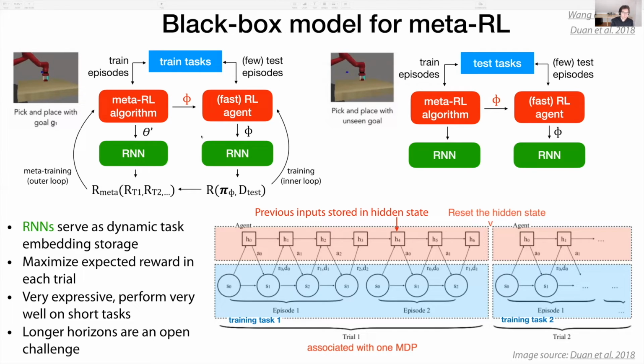So these RNNs serve as some dynamic task embedding. The RNN of the meta-RL algorithm kind of learns embeddings for these tasks. And then they maximize towards the expected rewards in each trial. This is very expressive, so definitely very powerful. The problem that we still see is that longer horizons are still difficult, typically because RNNs have a limited memory capacity, so it's not easy to learn problems which require many actions.